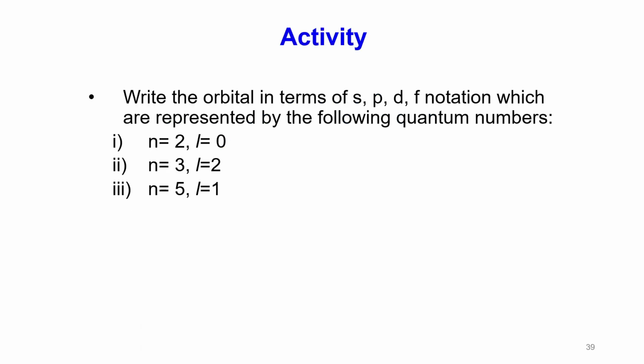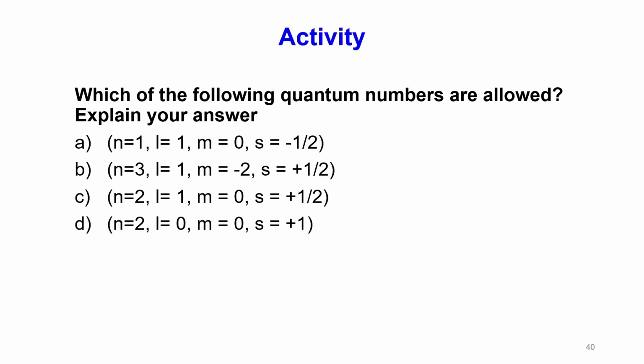Okay, so this is the activity. Write the orbital in terms of spdf notation, which are represented by the following quantum numbers. Okay, when n is equal to 2, L is equal to 0. So it is, okay, it is 2s. So 3, 2, 3d. Okay, 5, 1, 5p. Okay, alright. Which of the following quantum numbers are allowed? Okay, so this one you can try on your own. Okay, boleh cuba.